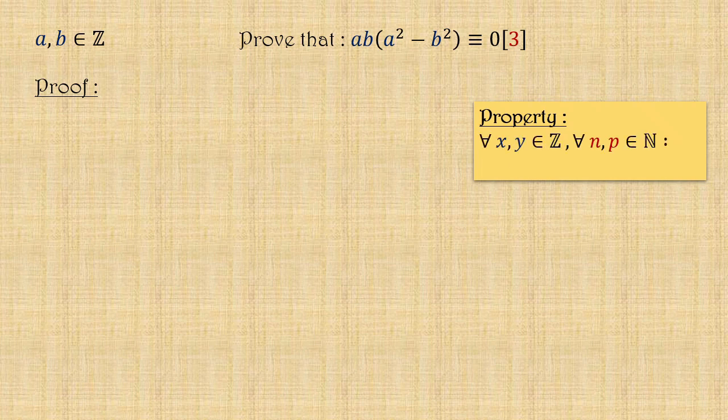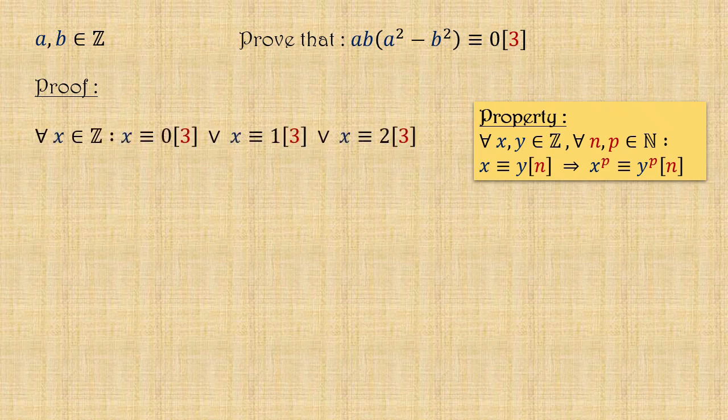This property says that for every integer numbers x and y, and every natural numbers n and p, if x is congruent to y modulo n, then x to the power of p would be congruent to y to the power of p, modulo n.